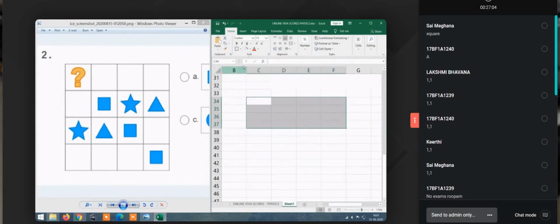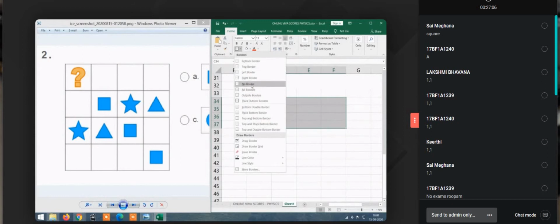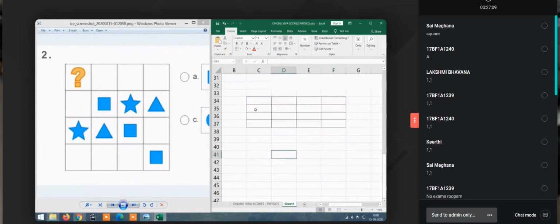I have a 4 into 4 here, guys. And what I have is a square here and a star here. And I have a triangle here. And down here I have a square again. So this is what we have, guys. And the question mark is over here.